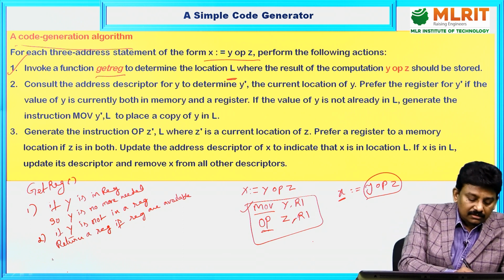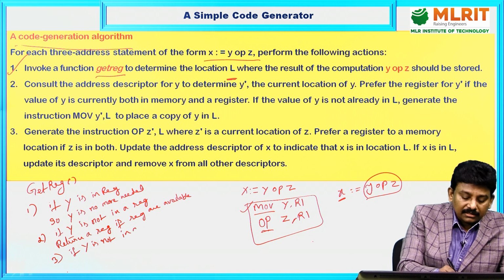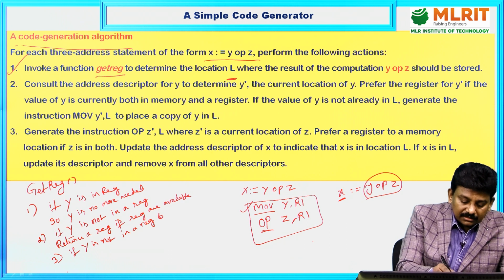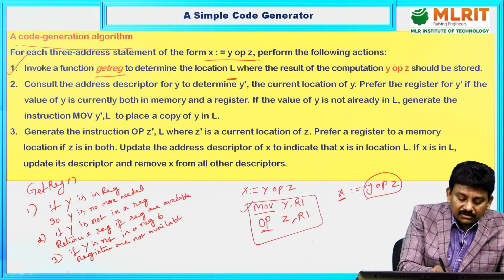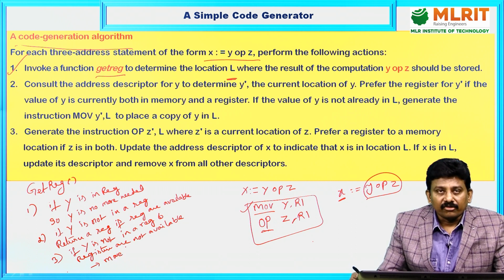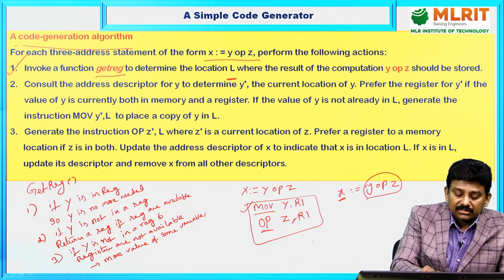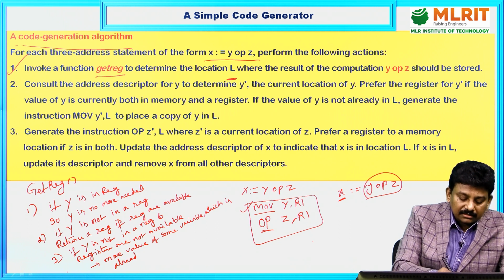That is the second option. Third option, if y is not in a register and registers are not available, then the getreg function will move the value of some variable, which is already present in a register and is no more needed, to the memory.